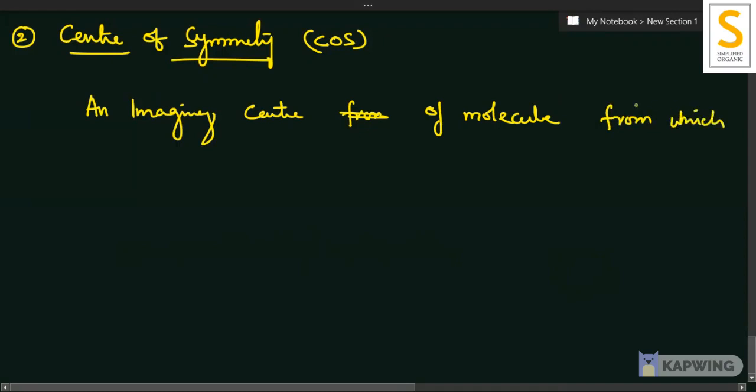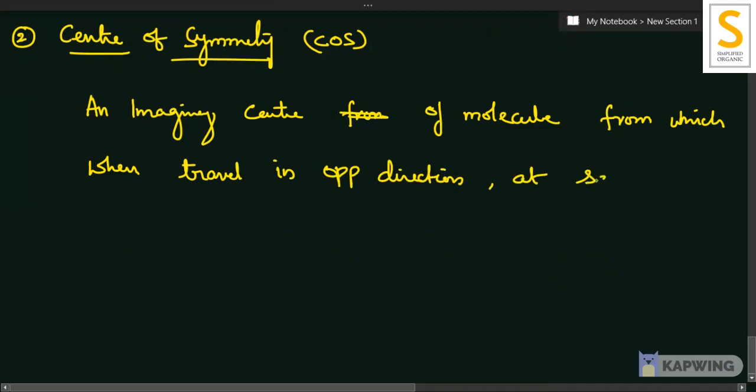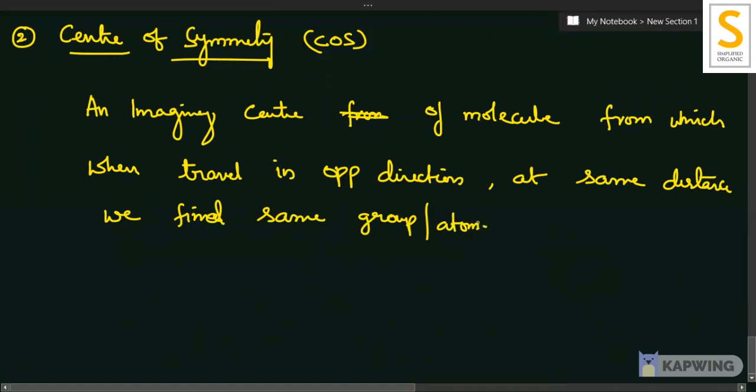from which, when you travel in the opposite direction, at the same distance, we find the same group or atom. I'll explain this with an example, then you'll understand easily.